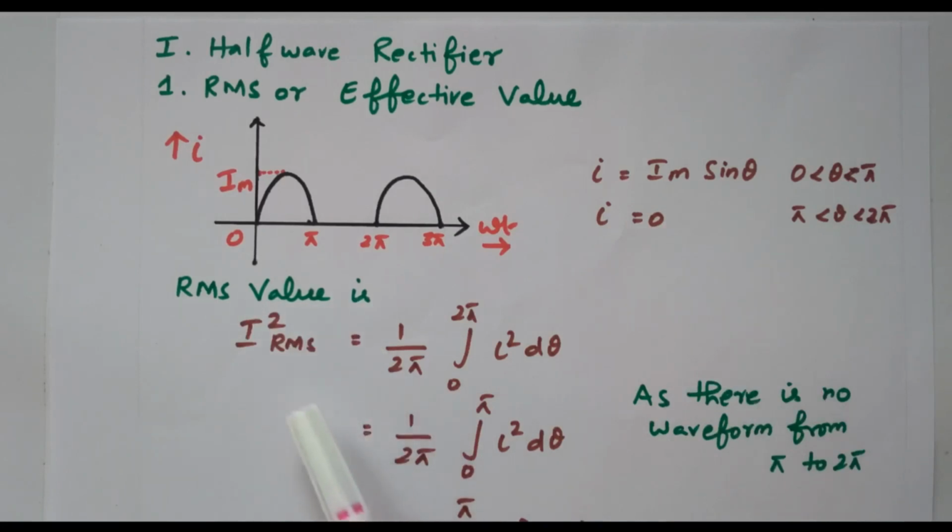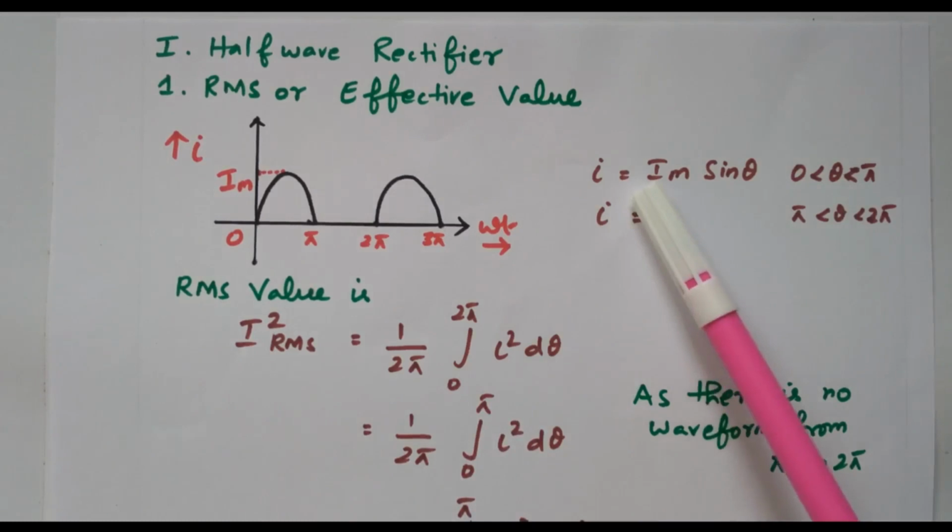RMS value: I RMS square equals 1 divided by 2 pi integral 0 to 2 pi I square d theta. So this is the base period, full cycle, we have considered the full cycle. So 1 divided by 2 pi, limit also 0 to 2 pi. But here the current is available only from 0 to pi, so we can change it to 0 to pi. From pi to 2 pi the current is not available, as there is no waveform from pi to 2 pi, so the limit is changed to 0 to pi. Now we will substitute this I square, this I value is nothing but Im sin theta.